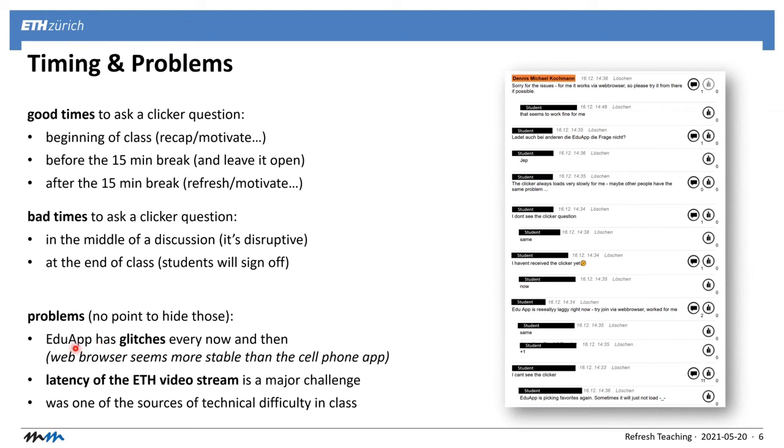One thing we realized is that the web browser version is a lot more stable than the cell phone app for whatever reasons. So when the students choose the web browser, it works magically. The cell phone app, for some reason, seems to have gigantic delays at times.